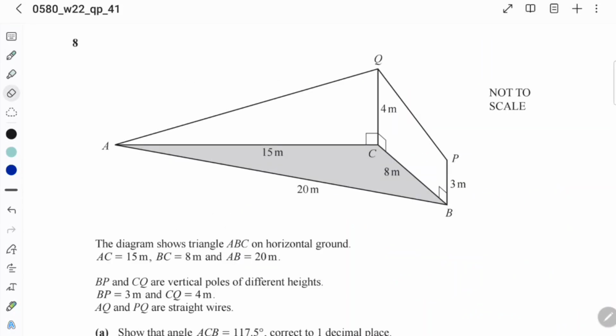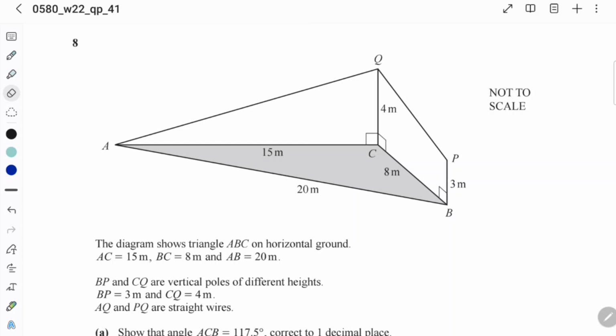Alright, the next question is from 0580. This is the October November paper 2 question paper 4-1. So this is question number 8 in this paper, and you can see this diagram. The diagram shows the triangle ABC on horizontal ground. AC is 15 meters, already labeled in the question. BC is 8 meters. AB is 20. BP and CQ are vertical poles of different heights.